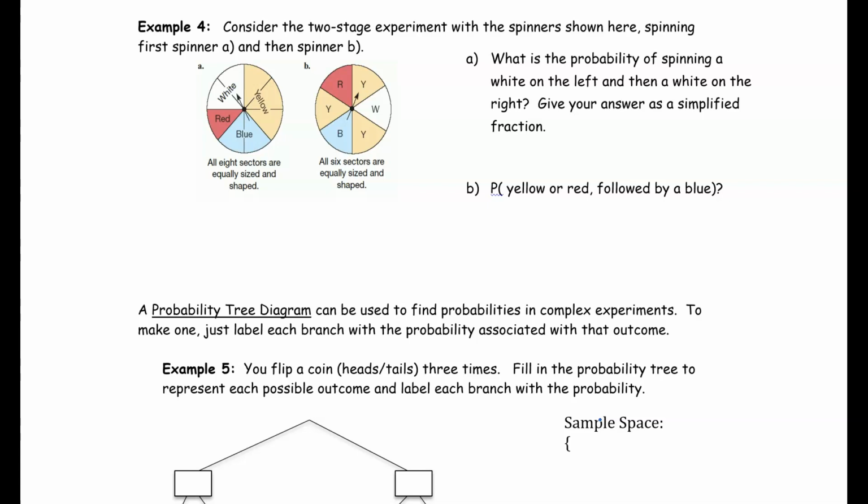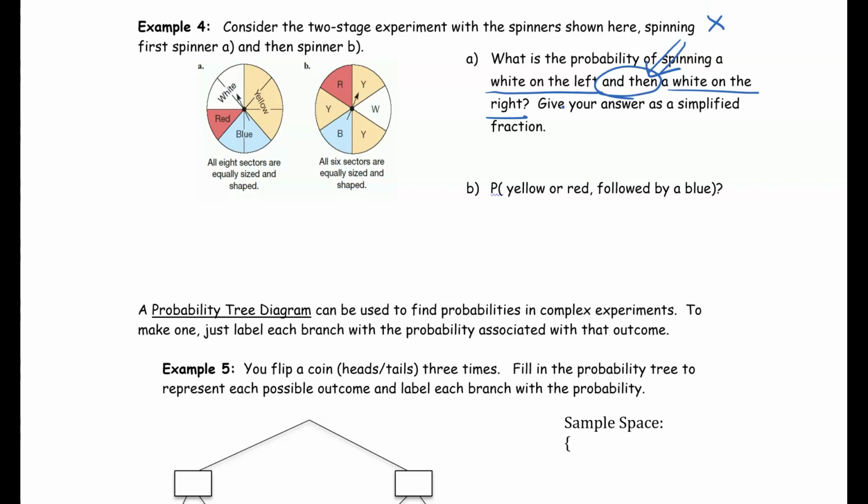And the first question wants to know what's the probability of spinning a white on the left and then a white on the right. So this "and then" is a clue right there that it's a multi-stage experiment. You're doing more than one thing. So that tells you you're going to multiply those probabilities.